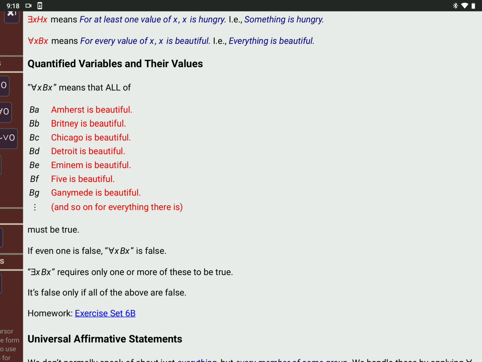But if I write it with the backwards E instead, backwards EX, BX, I'm saying for at least one value of X, BX is true. That doesn't mean all of these are true. Maybe Amherst is beautiful, but Brittany isn't, and Chicago isn't, and Detroit isn't, right? So backwards EX, BX only requires one of them to be true, so long as they're not all false. If they were all false, backwards EX, BX would be false. But if even one of them is true, then backwards EX, BX is true. So backwards EX, BX means something is beautiful.